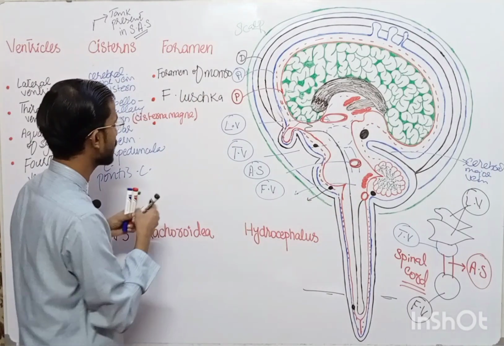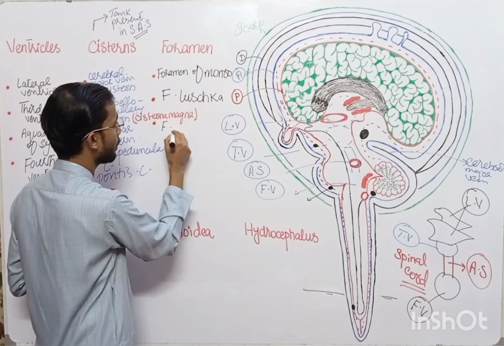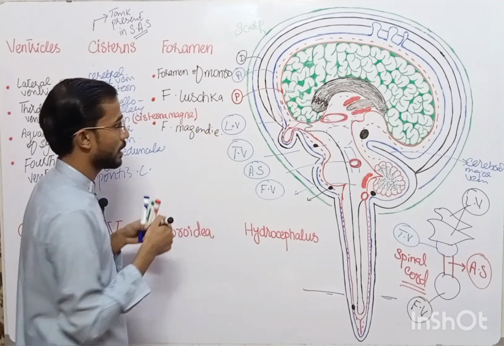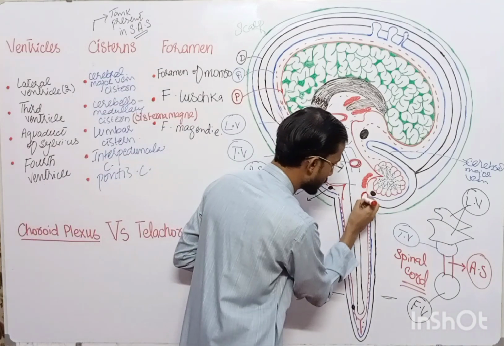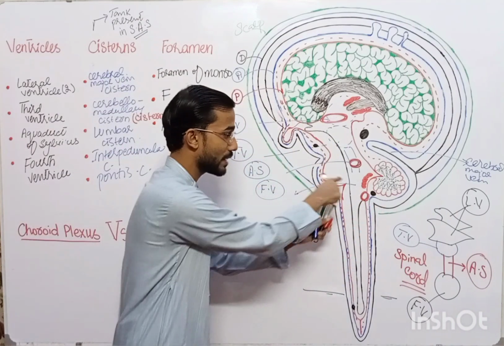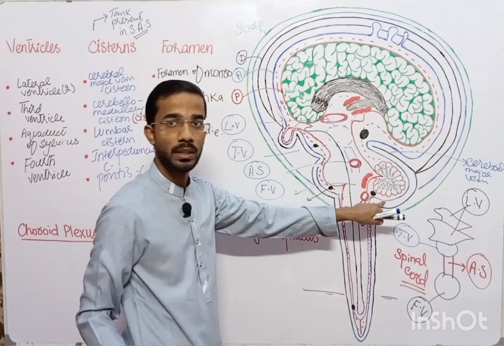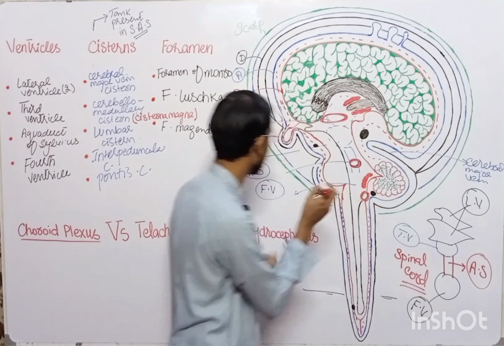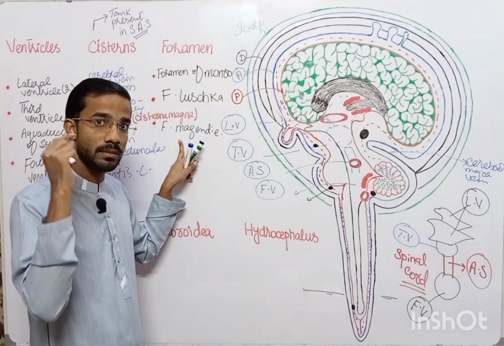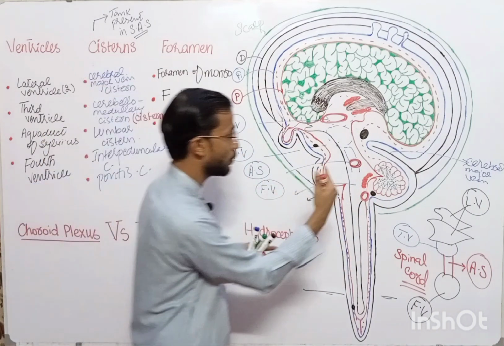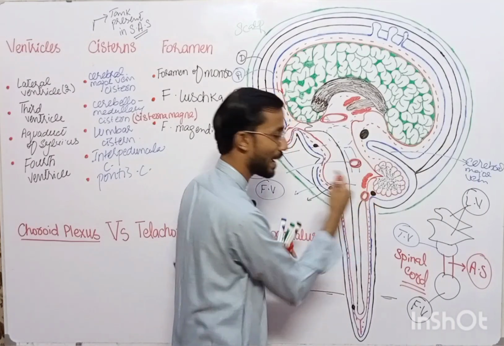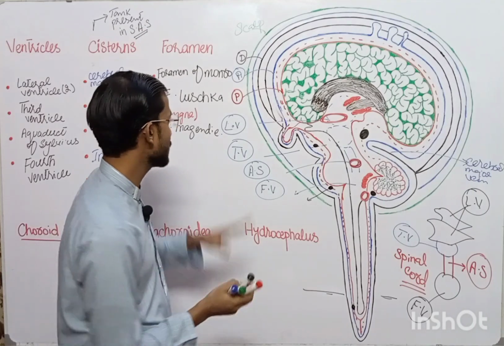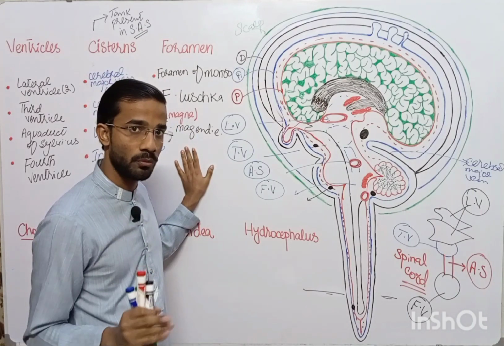And last one is the Foramen of Magendie. This is the last, and here you can see this is the one which connects the ventricle to the subarachnoid space. So Foramen of Magendie is that foramen which connects the ventricular system to the subarachnoid spaces which surround the brain and the spinal cord. So these are basically the 4 foramen of the brain.